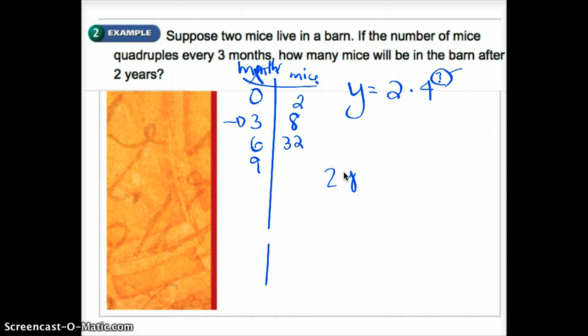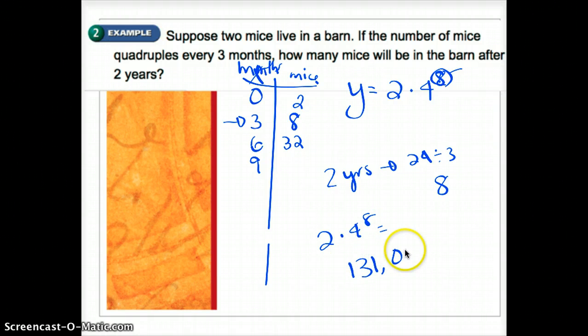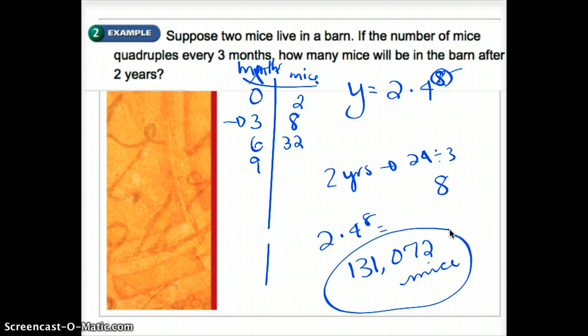To get to 2 years, that is 24 months. So if it quadruples every 3 months, we could divide this by 3 to say it's quadrupled 8 times. So I could put that in. It would be 2 times 4 to the 8th. And this is going to be a huge number. 2 times 4 to the 8th equals 131,072 mice. That's just after 2 years. So you better hope that you have some predator there that can get rid of your mice.